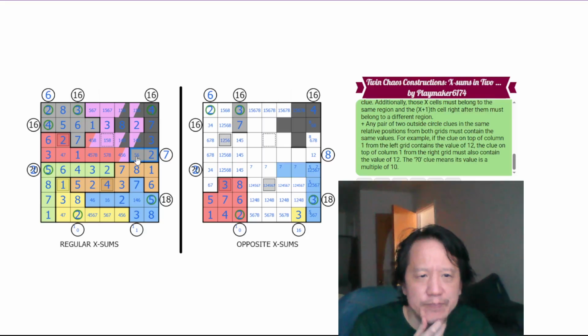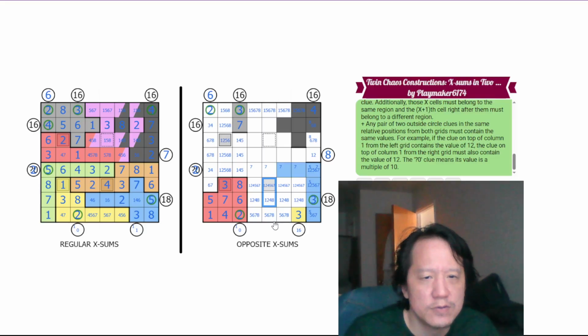Okay. So this is vertical, which means this... No, sorry. This is vertical, which means this is horizontal. This is horizontal, which means this is vertical.